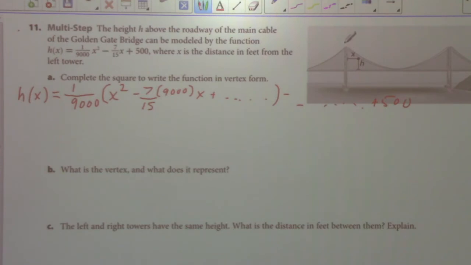And by the way, I didn't tell you this, we're considering this left tower of the Golden Gate Bridge as where the X and Y axes meet at the origin. And so we're talking about the shape, the curve of the span of the bridge right here. That's what this equation or function finds for us. Okay? So how do we determine what number goes in here?